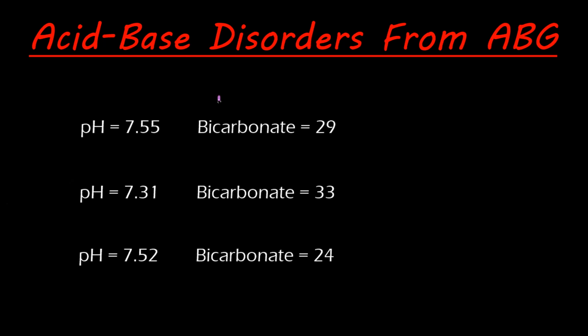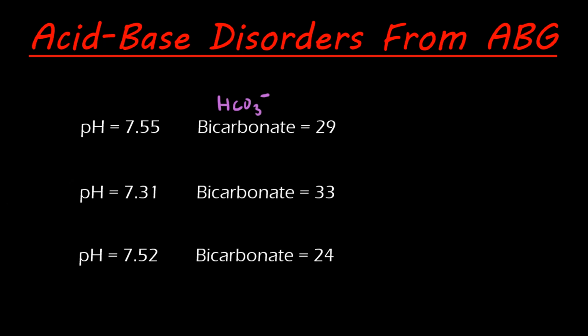Bicarb is also HCO3 negative. This is the value you're going to see on an ABG. These are the only two values you're going to need to figure out what you're dealing with: metabolic acidosis, alkalosis, or respiratory acidosis or alkalosis.